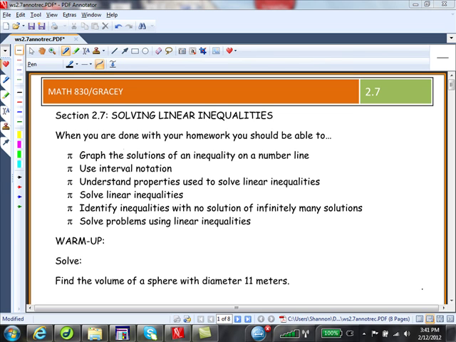When you're done with your homework, you ought to be able to do all this great stuff: graph solutions of an inequality on a number line, use interval notation, understand properties used to solve linear inequalities, solve linear inequalities, identify inequalities with no solution, or, sorry about the typo, or infinitely many solutions, and then solve problems using linear inequalities.